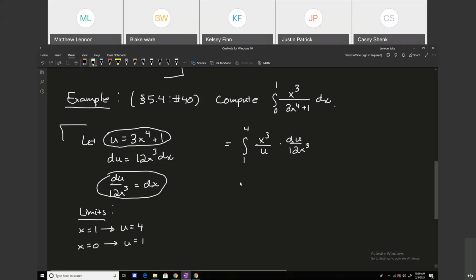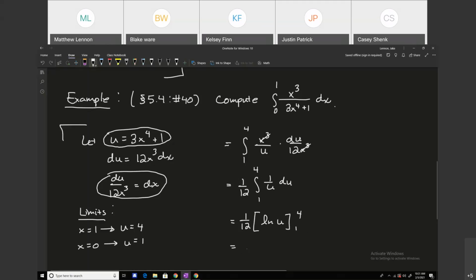So the x cubes will cancel. I'll bring the 1/12 in front. So I have 1/12 integral from 1 to 4 of the natural, I'm doing the antiderivative already. Just 1 over u is going to be all that's left, right? Because that x cubed crosses off with that one. And the antiderivative of 1 over u is just the natural log of the absolute value of u. The limits are both positive, so you don't even really need the absolute value in this case. So the natural log of u from 1 to 4.